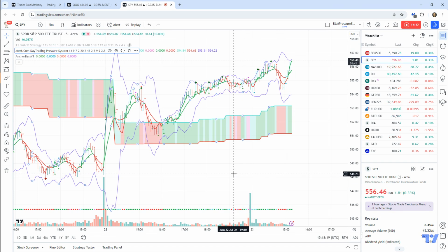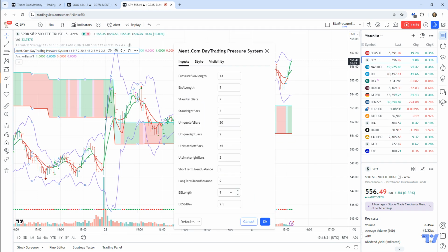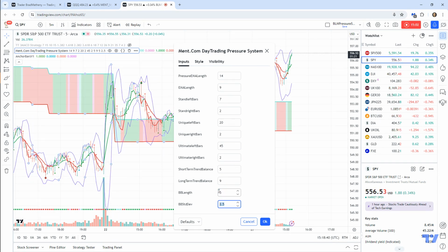Okay, so now you can see we're looking at, and of course, the Bollinger Band system is too wide. We can still try to use it, but understand that it's a little too wide right now. So I would probably alter the Bollinger Band system. Instead of 9 and 2.5, I would probably set it to something closer to 5 and maybe 1.8.